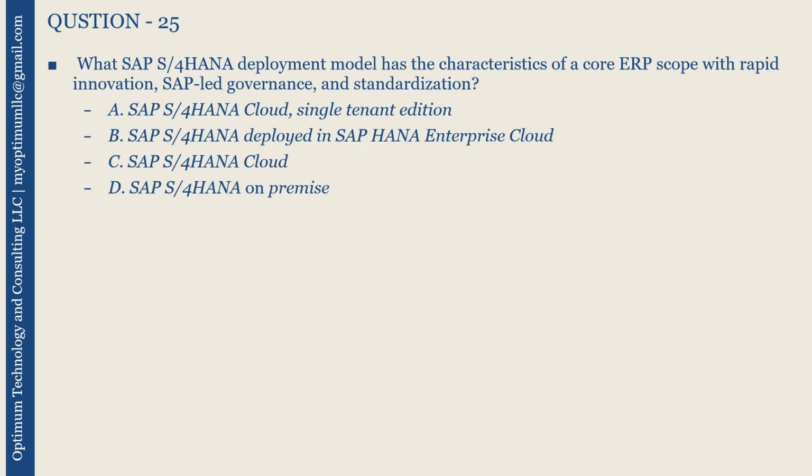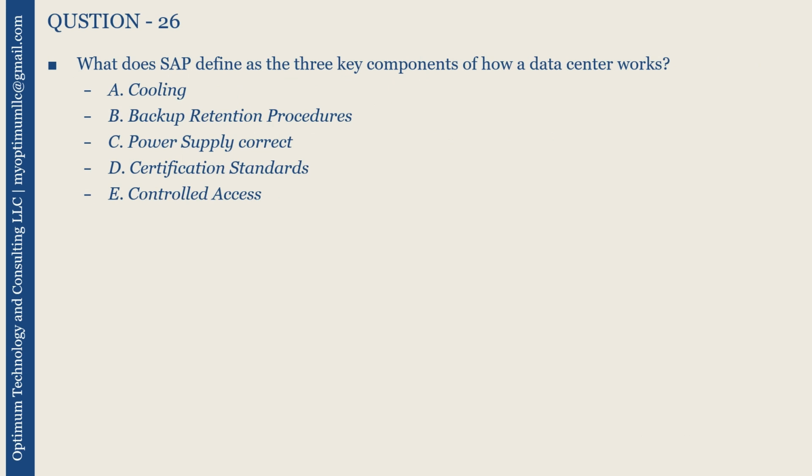Question 25. What SAP S/4HANA deployment model has the characteristics of a core ERP scope with rapid innovation, SAP-led governance, and standardization? A. SAP S/4HANA Cloud, Single Tenant Edition. B. SAP S/4HANA deployed in SAP HANA Enterprise Cloud. C. SAP S/4HANA Cloud. D. SAP S/4HANA On-Premise.